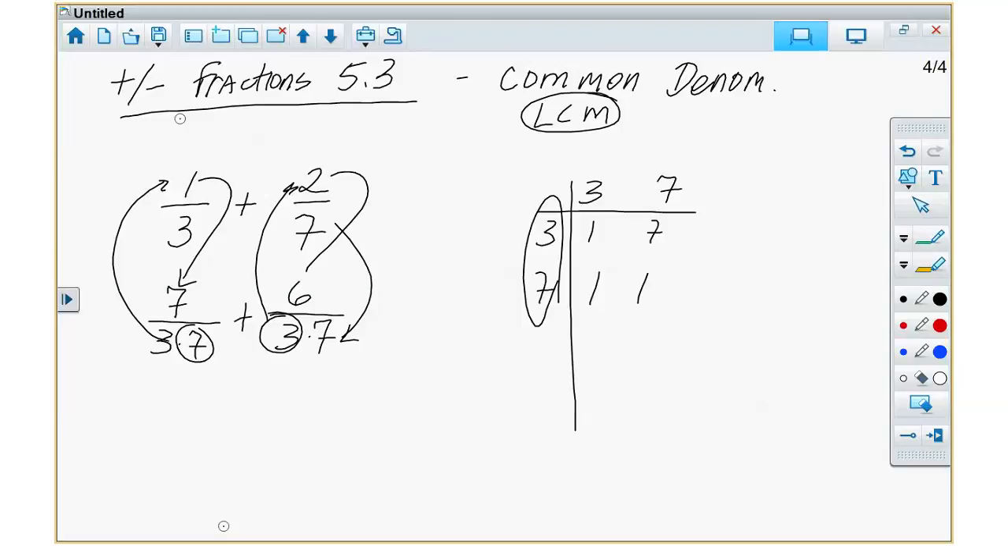Now, you could easily change this to 21. I'm trying to show you two different ways to look at it. How many times will 3 go into 21? 7 times. 7 times 1 is 7. How many times will 7 go into 21? 3 times. 3 times 2 is 6. So whether you do 3 times 7 or whether you do 21, you still get the same answer. Now, what's 7 plus 6? And then 21 comes over. You do the top, and you just bring down the 21.